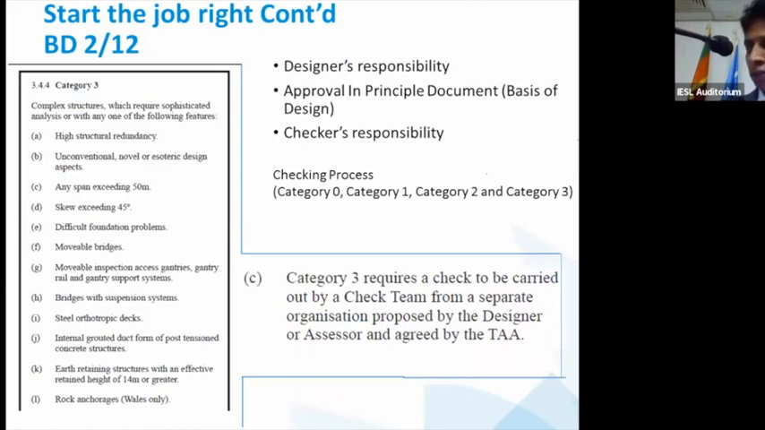Then that document also talks about the checking process. Depending on the structure, we have certain categories: category 1, 2, 3 and so on. The complexity means you have to have independent checking. For example, if the structure is so complex, then you have to do an independent check with a different party. I'm not going to get into detail, but category 0 means self-checking. Category 1 means you can use a different party within the design team itself. Likewise, the intensity increases, right?